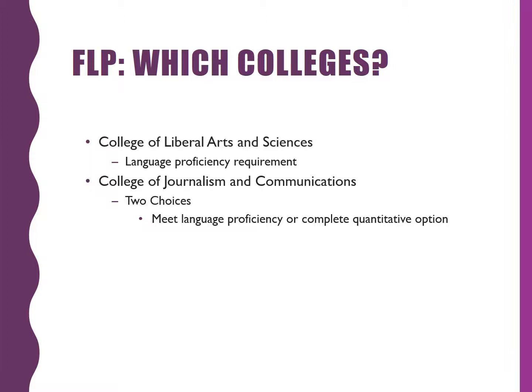However, the College of Journalism and Communications also offers an alternative option for students, which is called the quantitative option. So students, instead of taking a language course or meeting that language proficiency, can instead take, I want to say, about 8 to 10 hours, I think, of classes that are like statistics, computer science, accounting, a little bit more in that vein. And if that's interesting to you, then that's awesome. I would maybe check that out instead of the language requirement. But you don't have to make that decision right this second. It's just important to know that there's options.